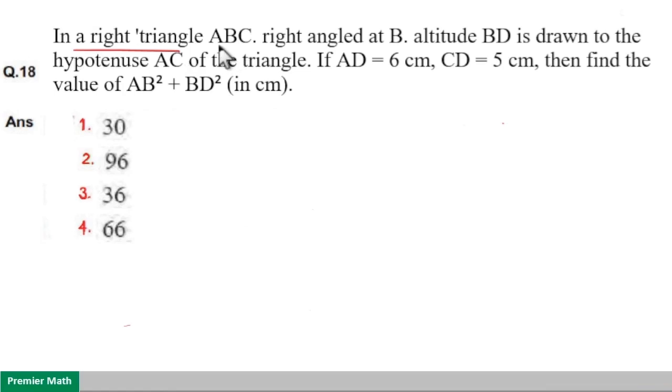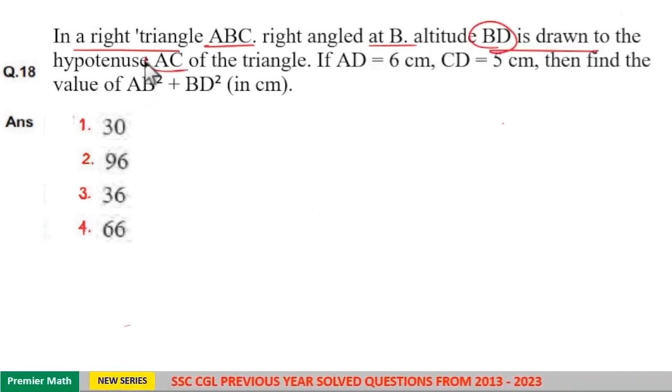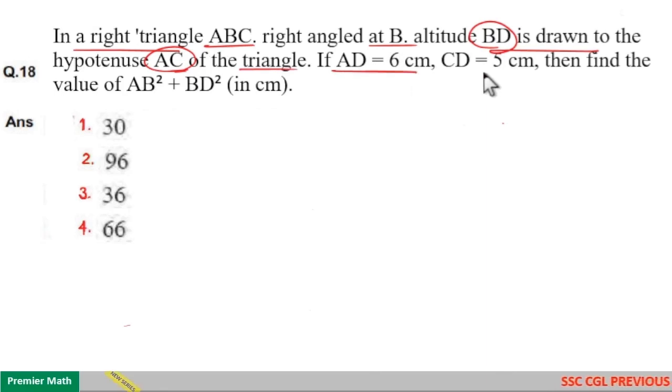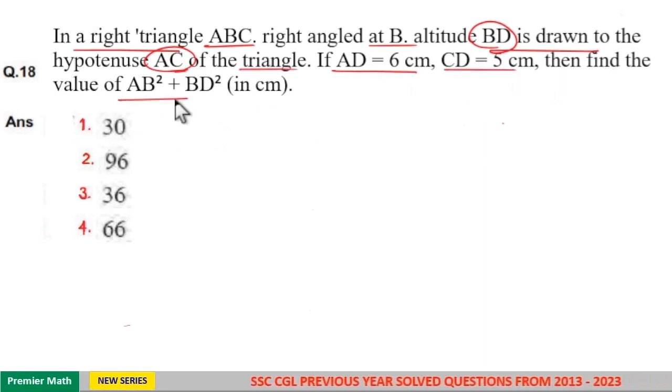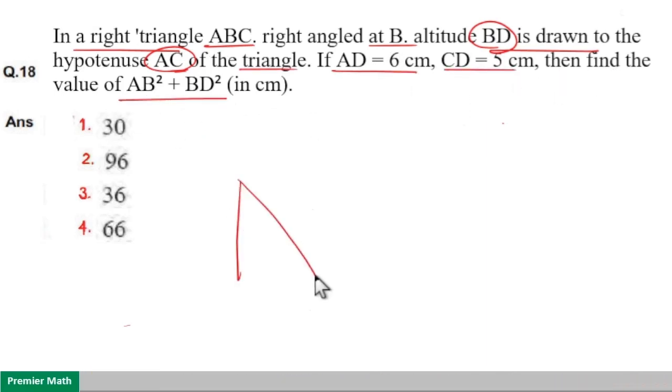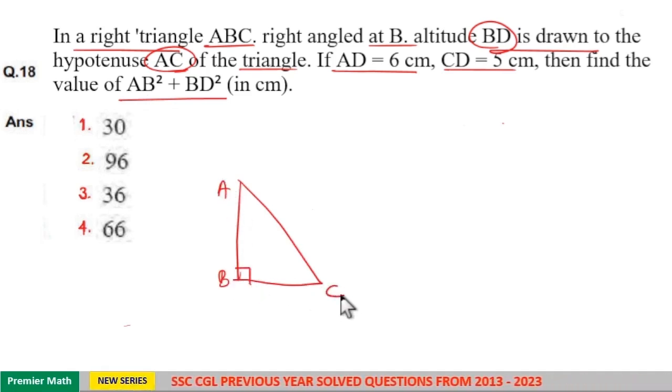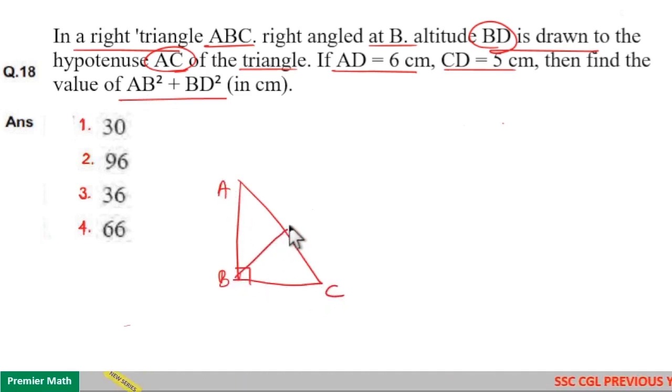In a right angle triangle ABC, right angled at B, altitude BD is drawn to the hypotenuse AC of the triangle. If AD is 6 and CD is 5, then find the value of AB square plus BD square. Here, this is right angle triangle ABC, right angled at B. Now, altitude BD is drawn to AC, which means this is perpendicular to AC.